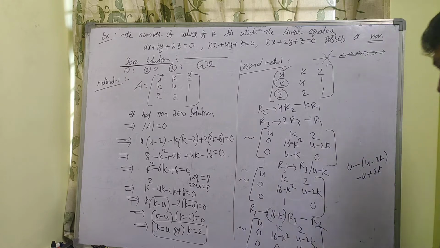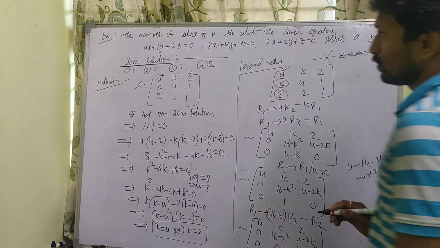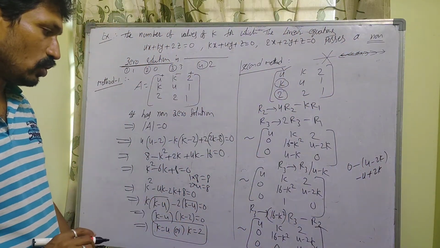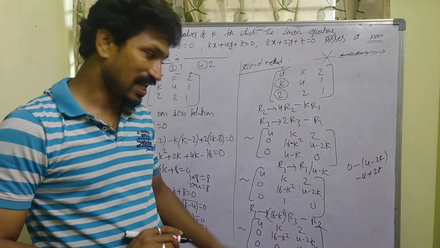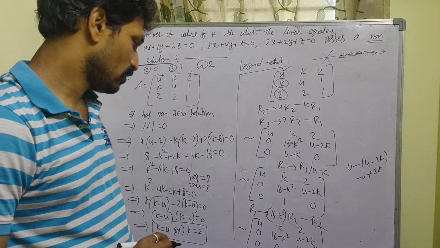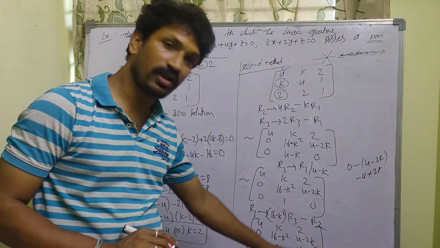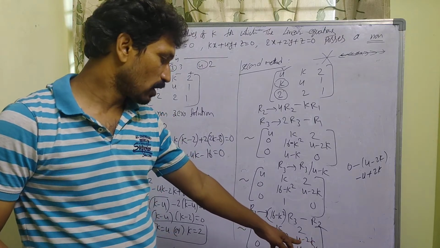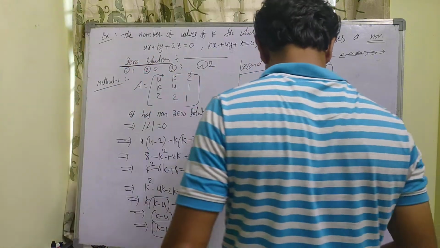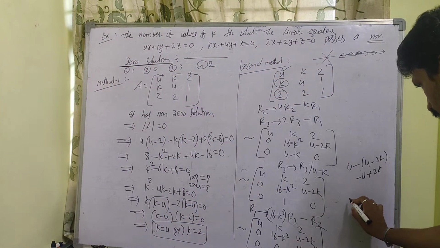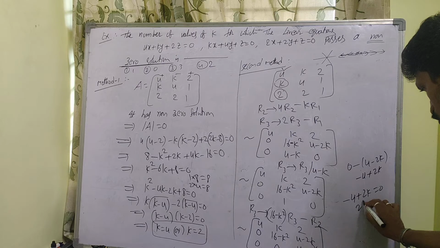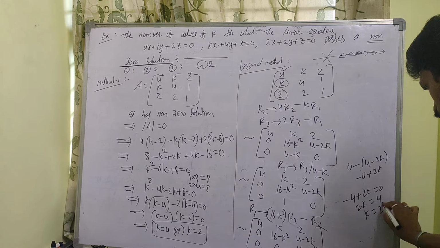So this is the question. But what he has given, it possesses a non-zero solution. It possesses a non-zero solution means the rank of A is less than 3. Rank of A is less than 3 means what we have to consider? Minus 4 plus 2k should be 0. Yes, minus 4 plus 2k is equal to 0 means 2k is equal to 4, k is equal to 2. This is one of the options.